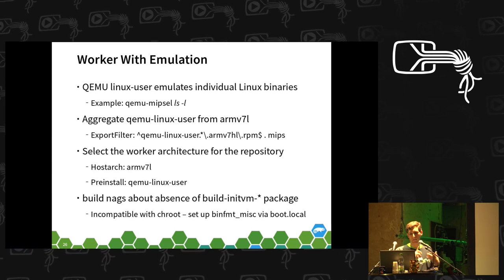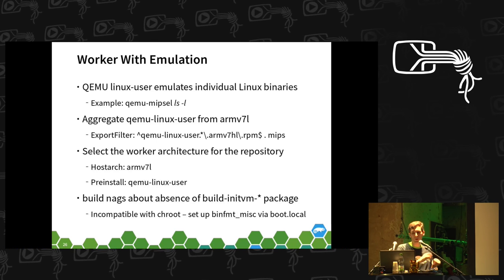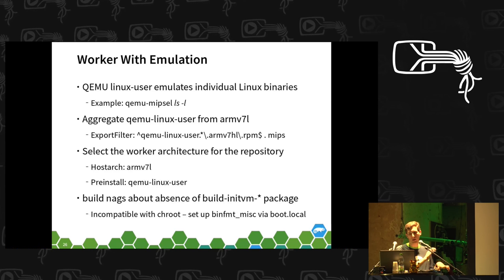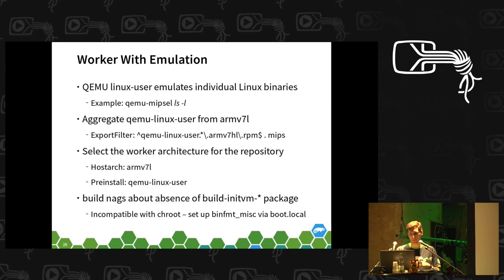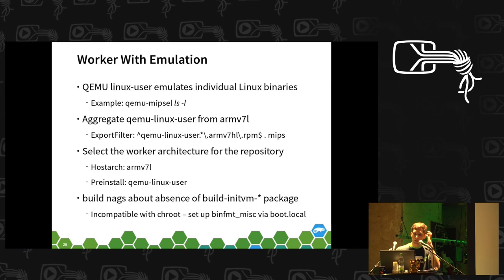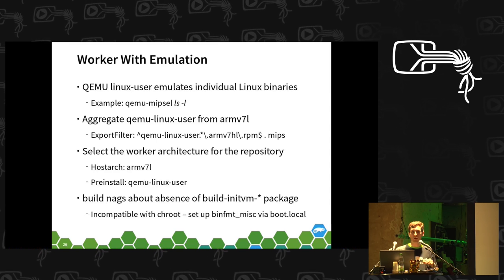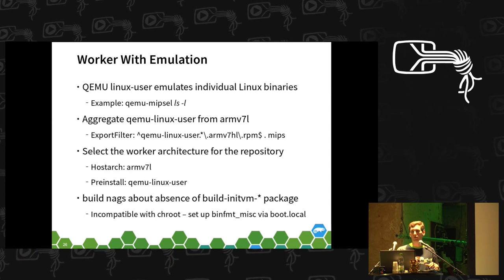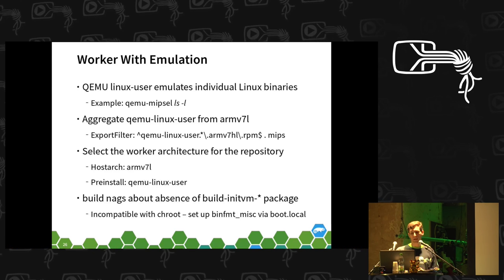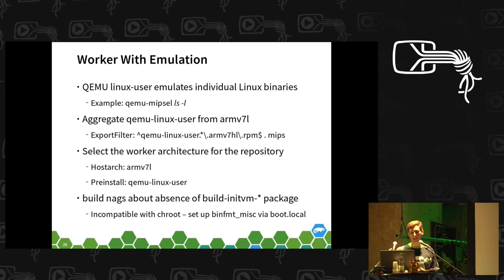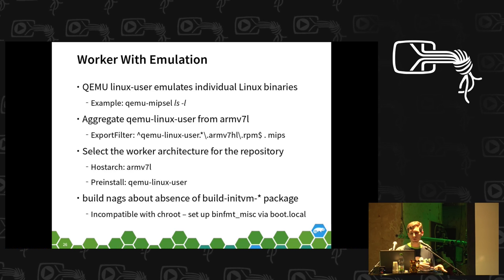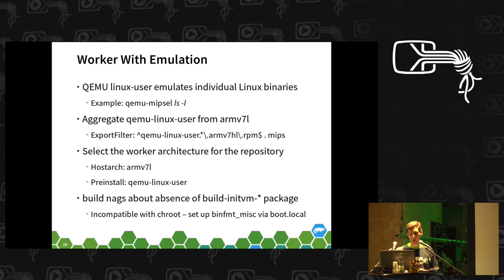To do so, I would just aggregate the host's QEMU Linux user package, and have an export filter so that it actually gets exported from ARMv7HL in this case to the MIPS scheduler. Then in the project configuration, we also need to set the host architecture that a particular repository, if you make a specific conditional for that, actually gets dispatched to by the OBS dispatcher. And then as the next step, also have the QEMU Linux user package pre-installed inside the change root.